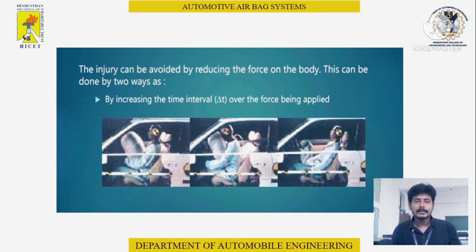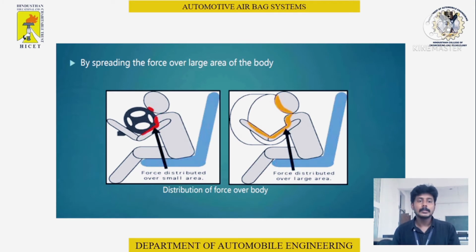Injury can be avoided by reducing the force on the body. This can be done in two ways: by increasing the time interval delta t over which the force is applied, and by spreading the force over a large area of the body. Like this, the image shows force distributed over a small area and force distributed over a large area. So, distribution of force over the body.